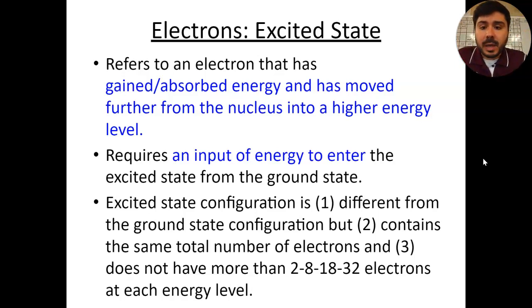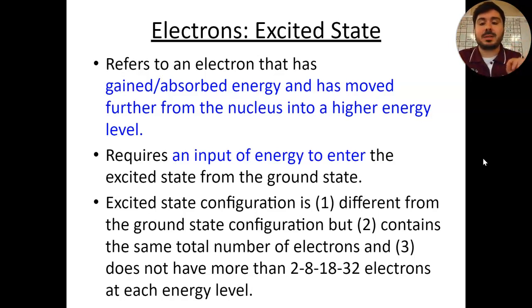So excited state configuration is going to be just different from the ground state configuration, right? Guys, all of the configurations on the periodic table are in the ground state. So if you're comparing a configuration from the periodic table to what you see on your particular example, and they're not the same, they're different, automatically start thinking, hey, this could be excited state.